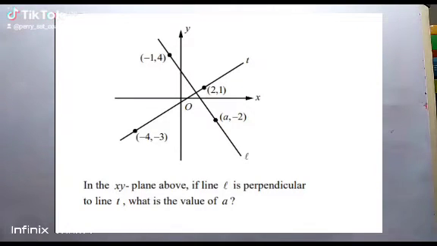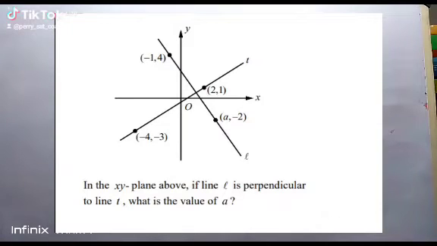These two lines are perpendicular. I want you to note one thing in SAT. You need to note the statement. And sometimes when you don't understand the statement, you will not be able to solve the question.